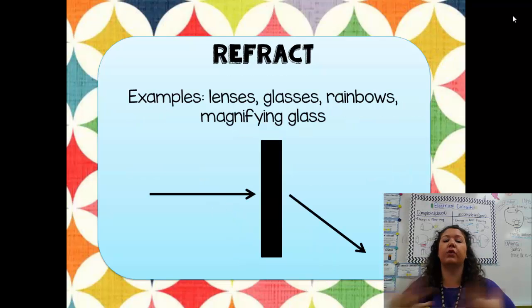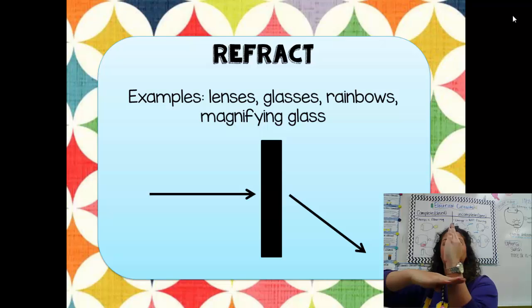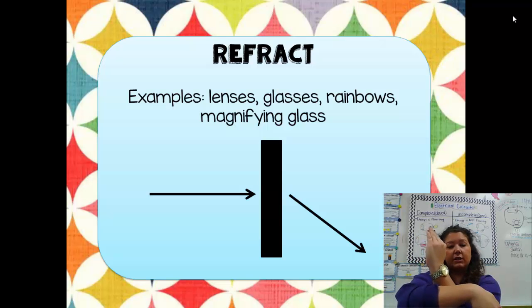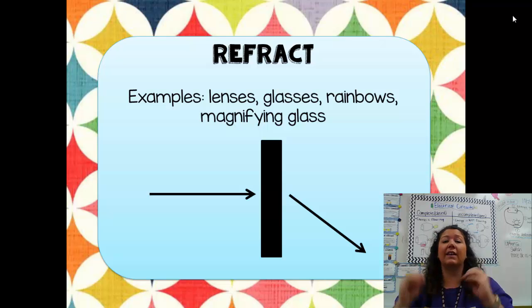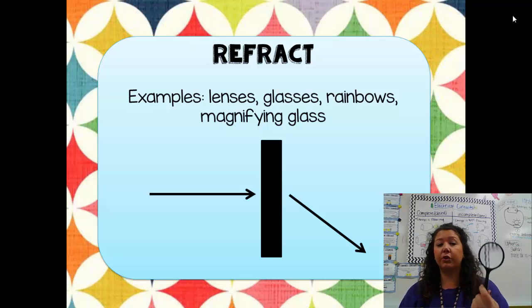Things that refract light are usually going to be transparent. They're going to be things like lenses, glasses, magnifying glasses, something that the light can transmit and pass through, but it's not traveling in a straight line anymore. Once it passes through the object, it causes it to bend. The key word in refract is going to be bends. I've had a couple of different objects. When you look through a magnifying glass, what happens to the stuff on the other side? It makes it bigger, right?